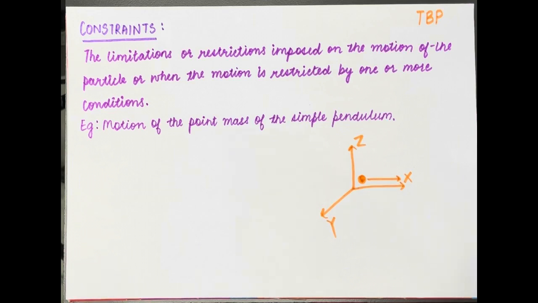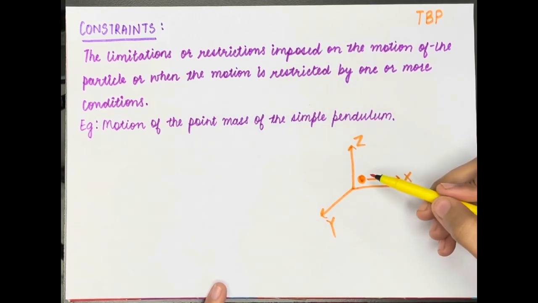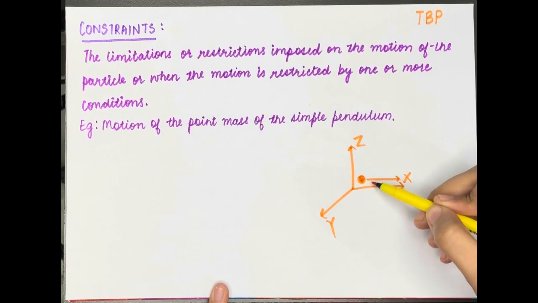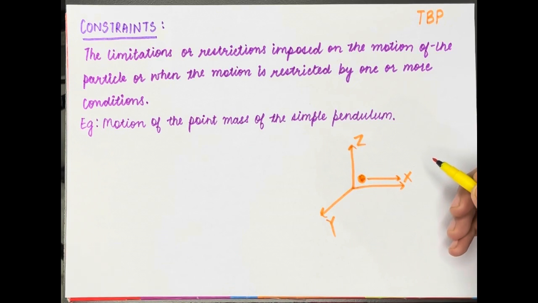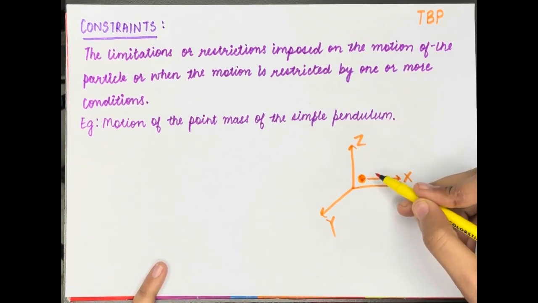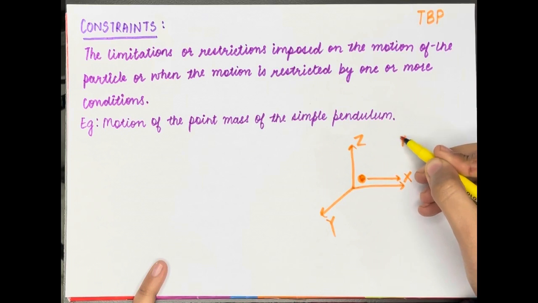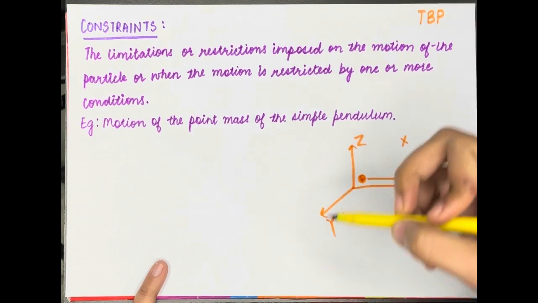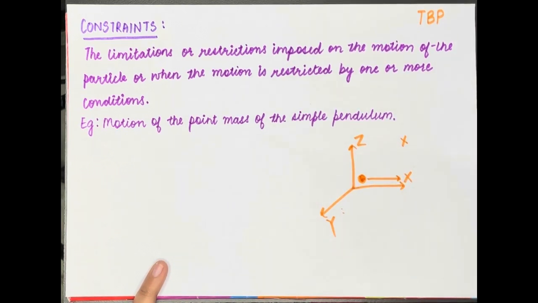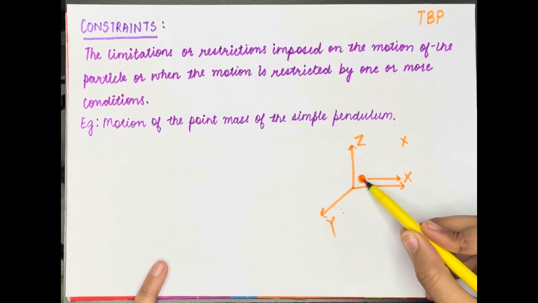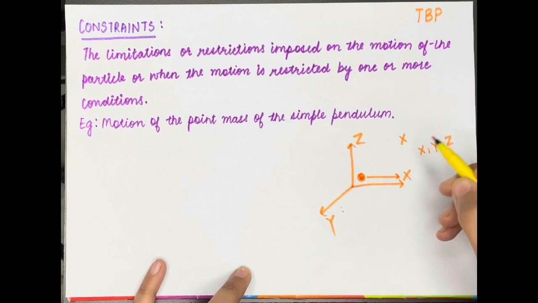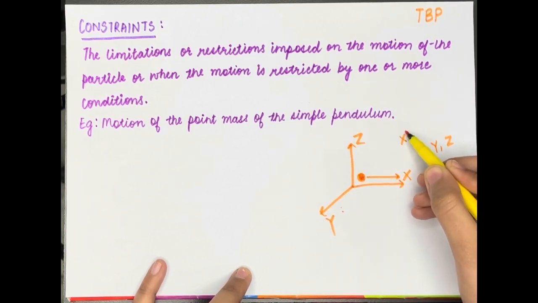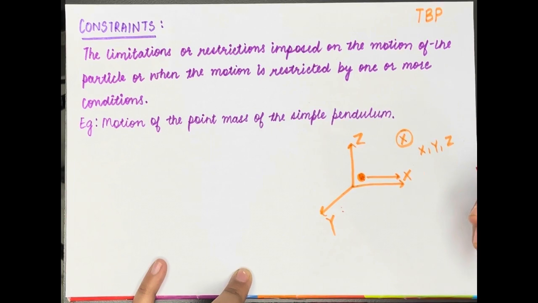Now the question is, why do we need constraints? As I have restricted the motion of this particle only in one direction, that is x, how many coordinates are required to describe the motion of this particle? Only the x coordinate is required. Now, for example, this particle is free to move in space. So how many coordinates are required? That is x, y, and z. So if we are restricting the motion, we are actually simplifying the mathematical calculations.